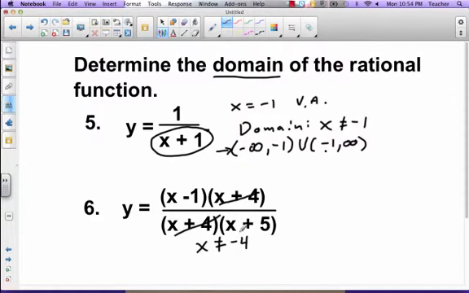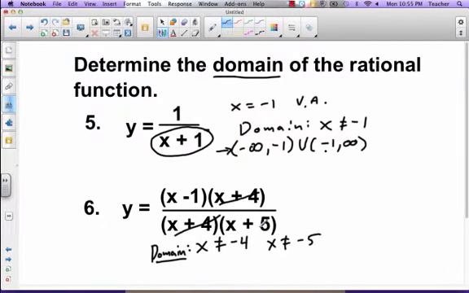But then we're left with x plus 5 in the denominator. With x plus 5, that's saying x cannot be equal to negative 5. And that's how we would write our domain. Essentially what we're saying is that those are the only two values, negative 4 and negative 5, that don't give us an answer. Meaning every other value will give us an answer.